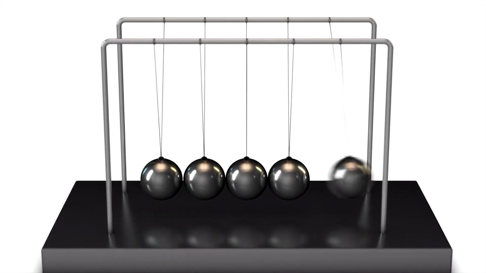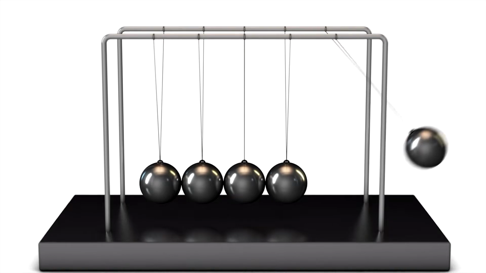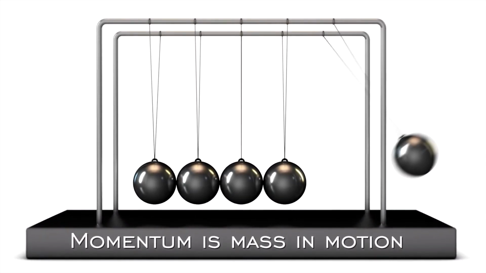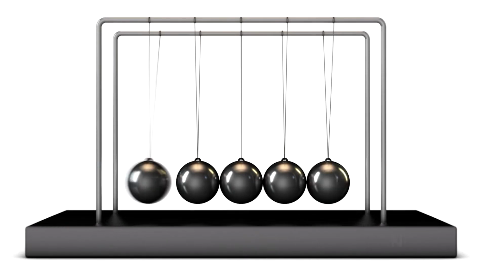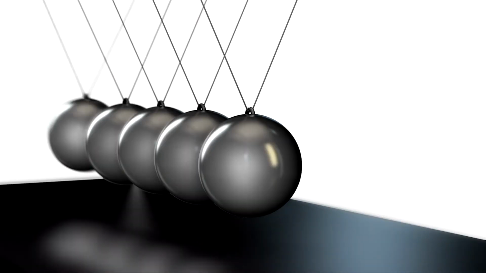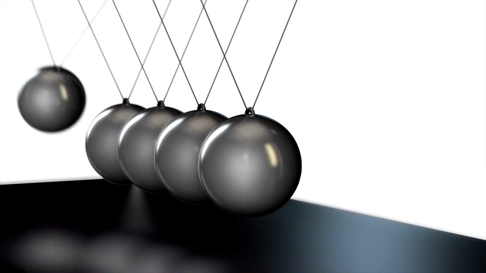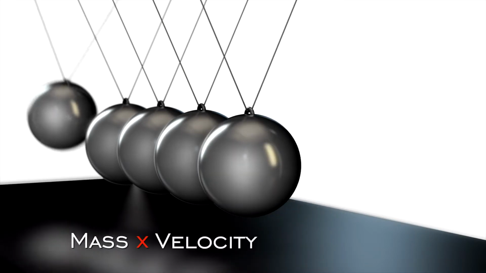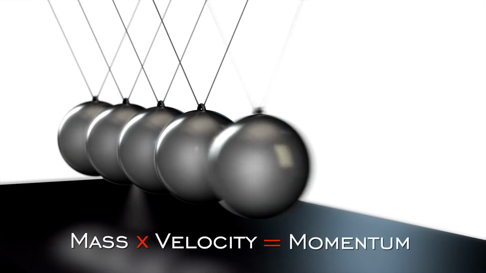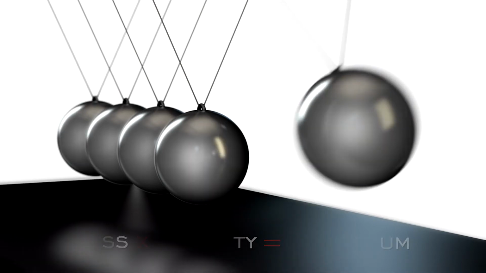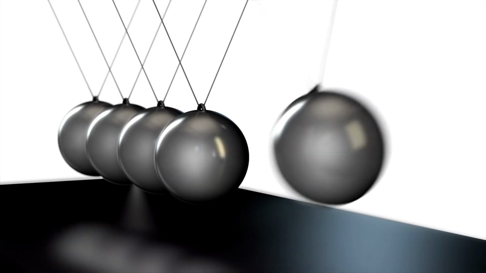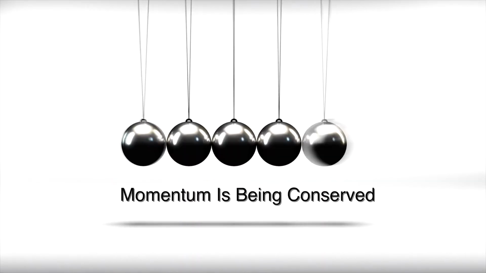As we look closer at the Newton's cradle, we can see the 5 balls in motion. Momentum can be defined as mass in motion. All objects have mass, so if an object is moving, then it has momentum. The formula to measure momentum is mass times velocity. When you multiply mass and velocity, the end product is momentum. As each outside ball strikes the center balls, momentum is being conserved.